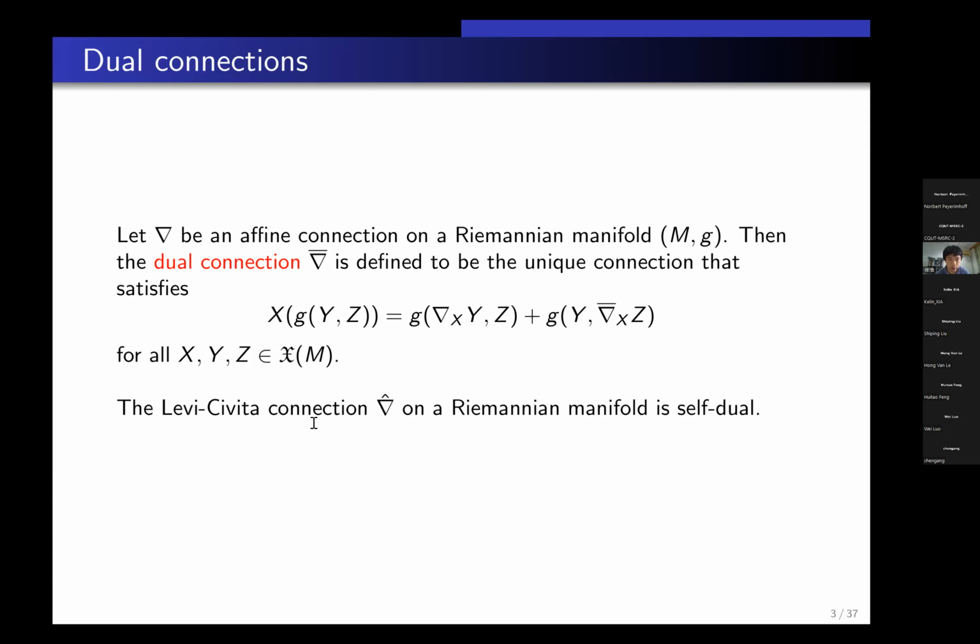And you will see that if the d is the Alekseevsky-Cortes connection, then this equation, if we just use d hat, the Alekseevsky-Cortes connection for both d and d bar, then this just means the compatibility of the connection with the Riemannian matrix. Yeah, in other words, it means that the Alekseevsky-Cortes connection of a Riemannian manifold is self-dual.